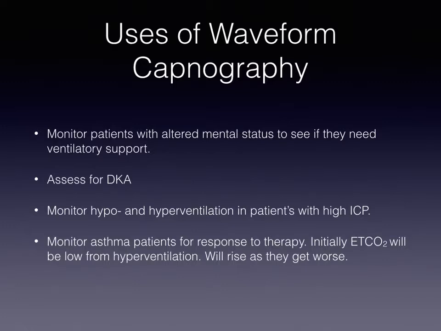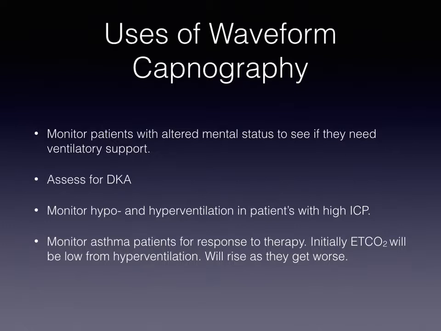You can monitor for hypo and hyperventilation in patients with high intracranial pressure. We try not to hyperventilate folks too much anymore with high intracranial pressure, because we know if we hyperventilate them too much, that intracranial pressure will actually rise. But we do want to hyperventilate them a little bit. And so we can monitor this waveform capnography to make sure we don't overly hyperventilate them. And also we want to make sure that end tidal CO2 doesn't rise because we're hypoventilating the patient. So it gives us a way to monitor that.